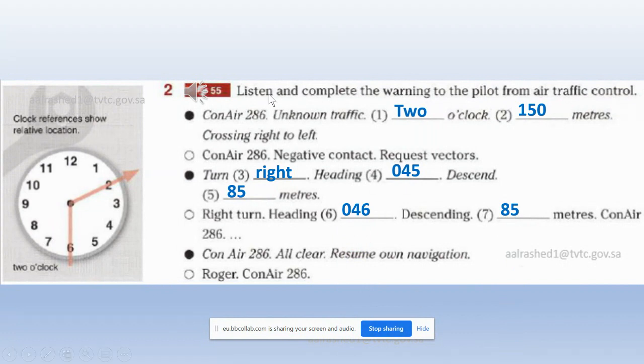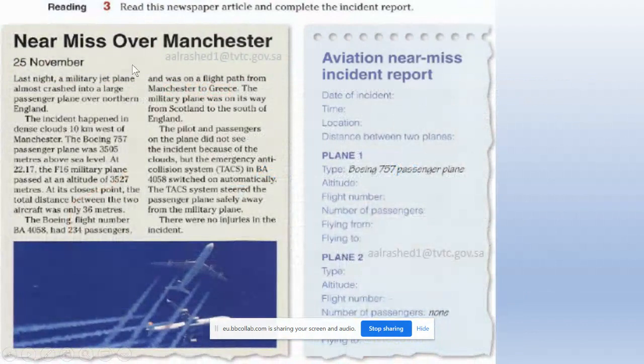Okay, so these are the words we hear in this listening. Okay, for 3, we need to read this newspaper article. This is an article that is extracted from a newspaper. So this is a typical article that we might see in the newspaper nowadays. They exist as web pages. And complete the incident report. Incident means an accident, as we already talked about.